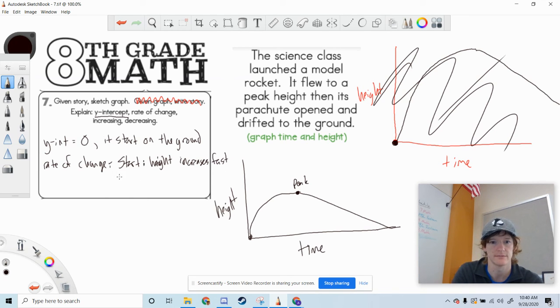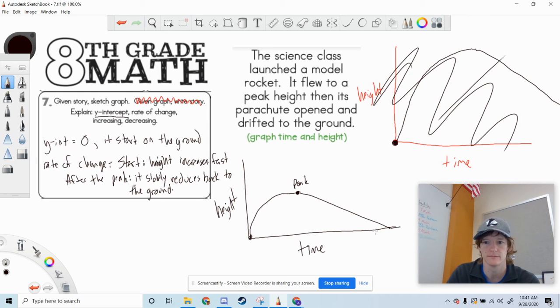And then once it gets to the peak, so how about after the peak, it slowly reduces back to the ground, back to 0. Increasing and decreasing, we actually covered both of those in our rate of change. So graph should look like this.